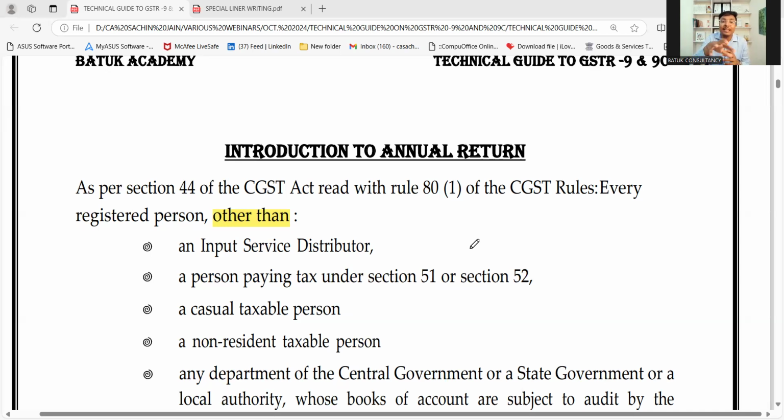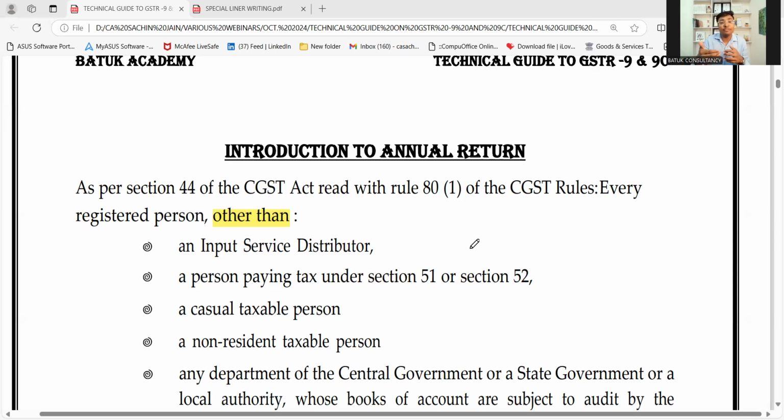Once you have put the data in GSTR 9 and 9C and filed the same, your data will be locked. There will be no option available for revision. In case of any scrutiny, departmental audit, or litigation, GSTR 9 and 9C play a very important role. If your turnover exceeds 2 crore rupees, the taxpayer has to file the GSTR 9 return.